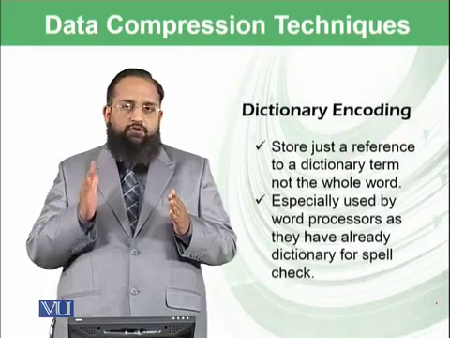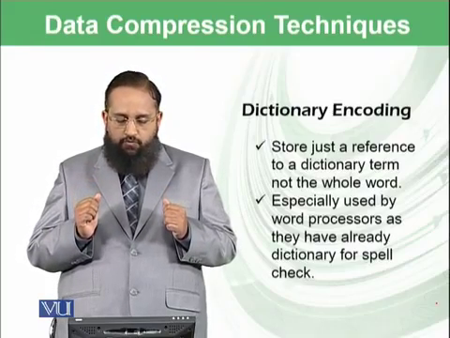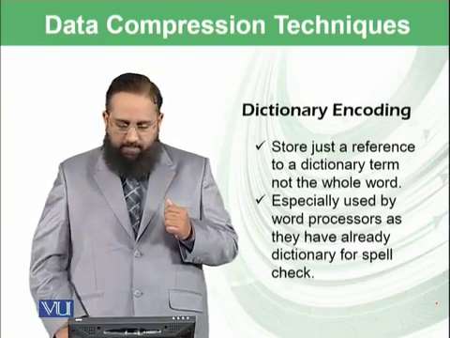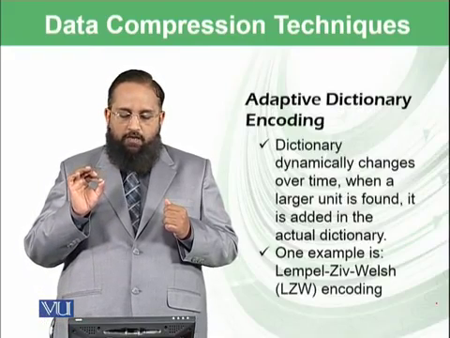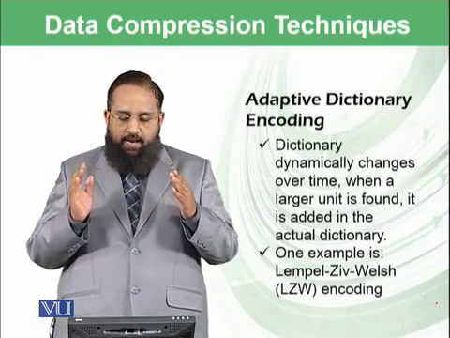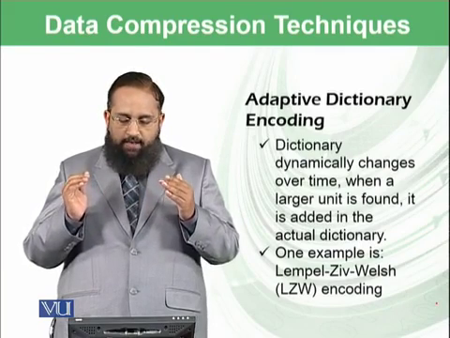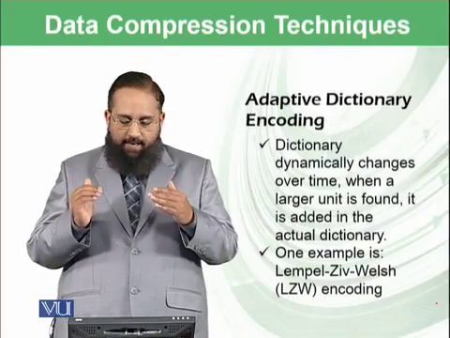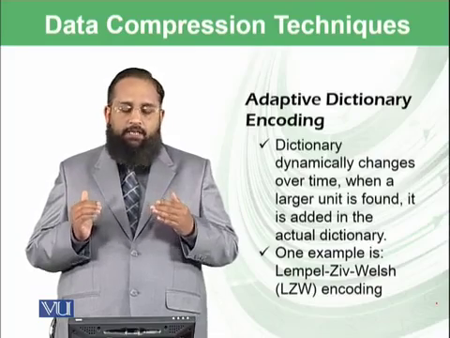Then there is another approach called dictionary encoding. Store just a reference to a dictionary term, not the whole word, especially used by word processors as they already have a dictionary for spell check. Such an approach is also known as adaptive dictionary encoding, in which the dictionary dynamically changes over time. When a larger unit is found, it is added to the actual dictionary. One example is Lempel-Ziv-Welch, LZW encoding.